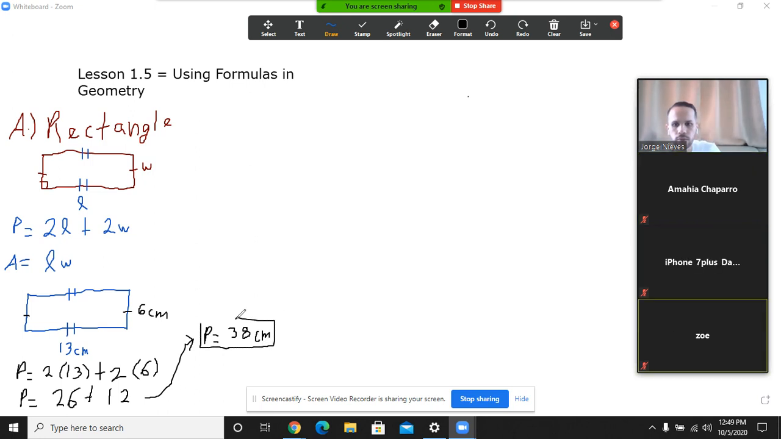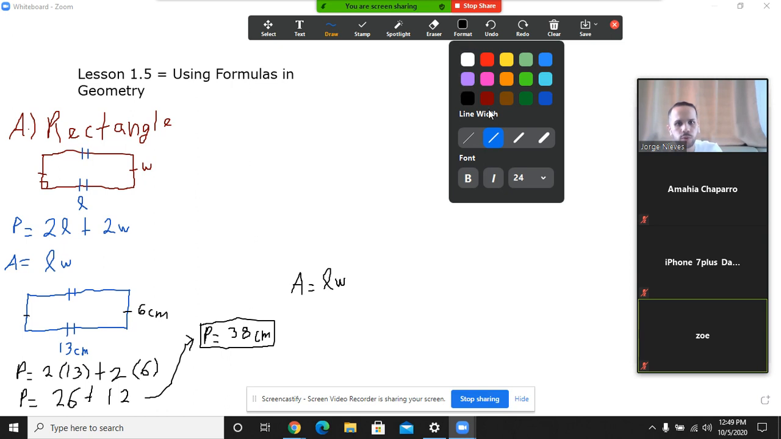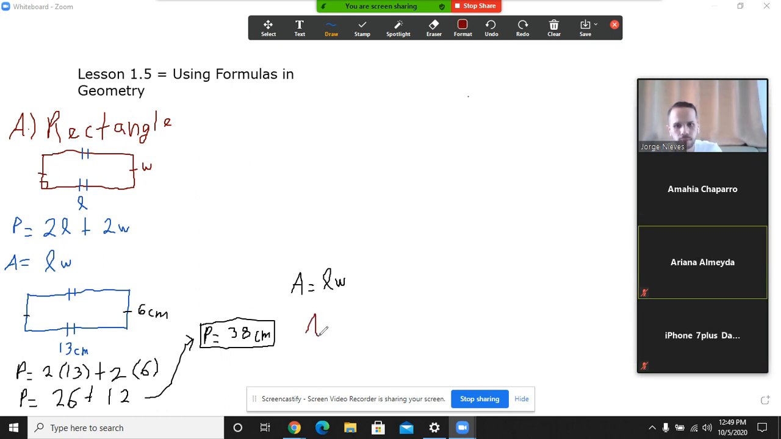Now we need to find the area of that rectangle. To find the area, we use the following formula. The area is equal to the length times the width. What numbers are we gonna multiply? Exactly. It's going to be 13 multiplied by 6, and the answer is going to be the area of the whole rectangle. Exactly, thank you, Ariana.